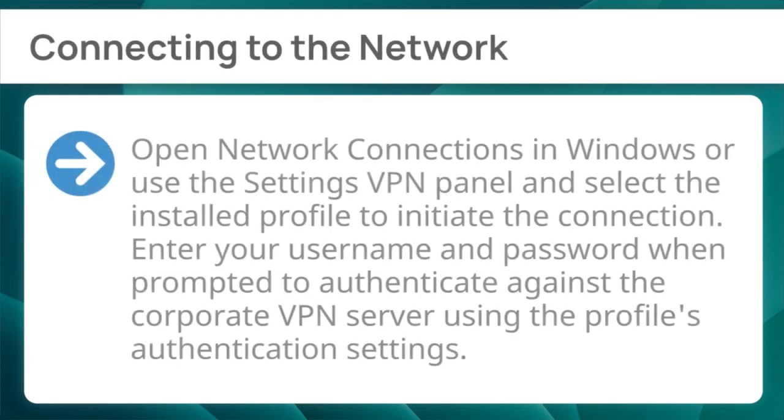Next, connecting to the network. Open Network Connections in Windows, or use the Settings VPN panel and select the installed profile to initiate the connection. Enter your username and password when prompted to authenticate against the corporate VPN server using the profile's authentication settings.